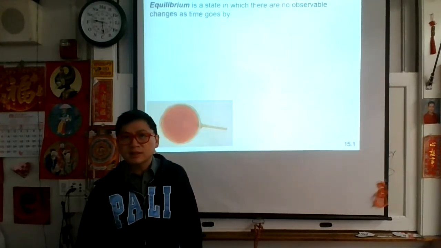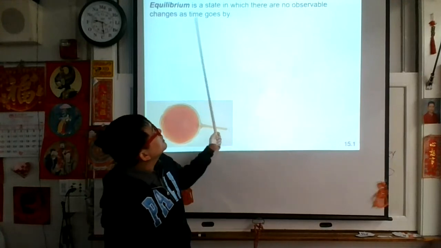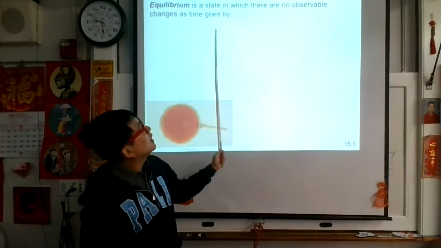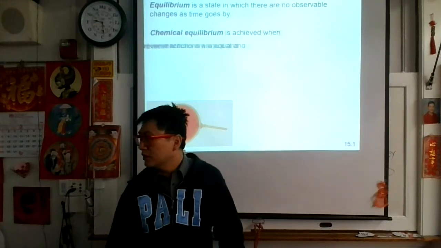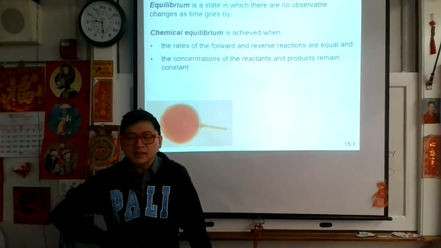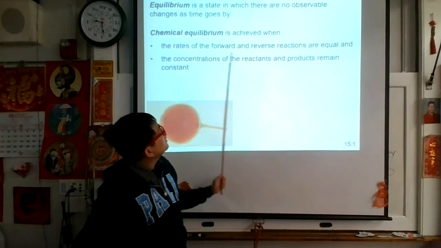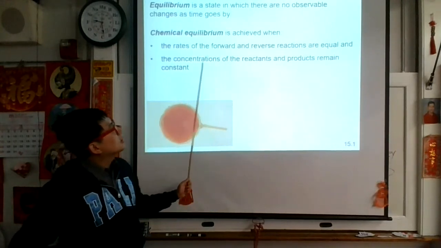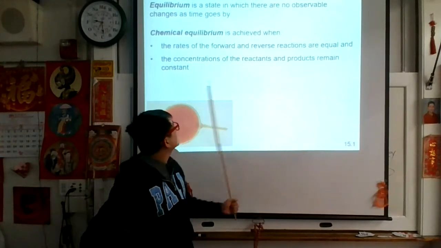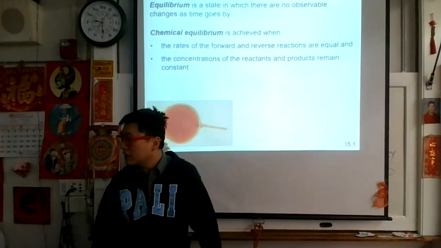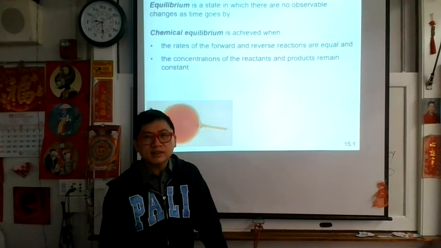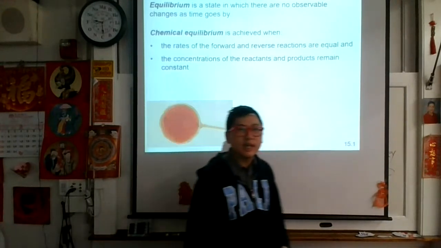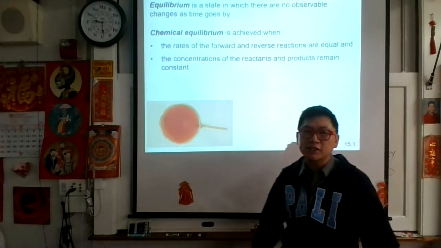And so a few things about equilibrium. Equilibrium is a state in which there are no observable changes as time goes by. What that means is the forward and reverse reaction rates are equal, and it appears that the reactants and products remain constant the entire time. So at equilibrium, it looks like nothing's changing, when in reality, something's always changing.